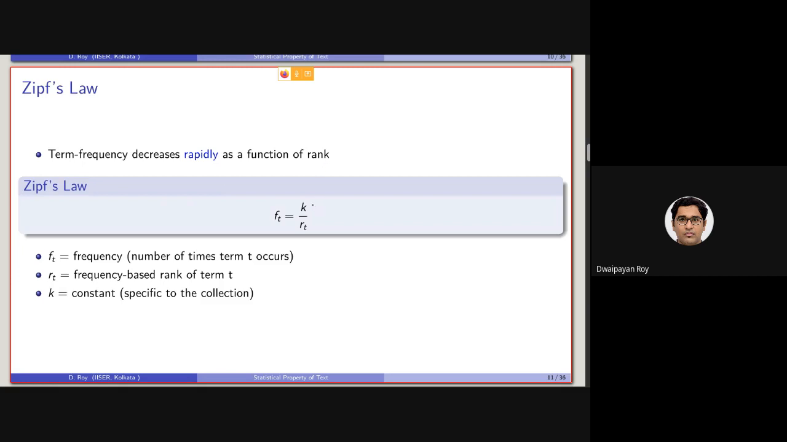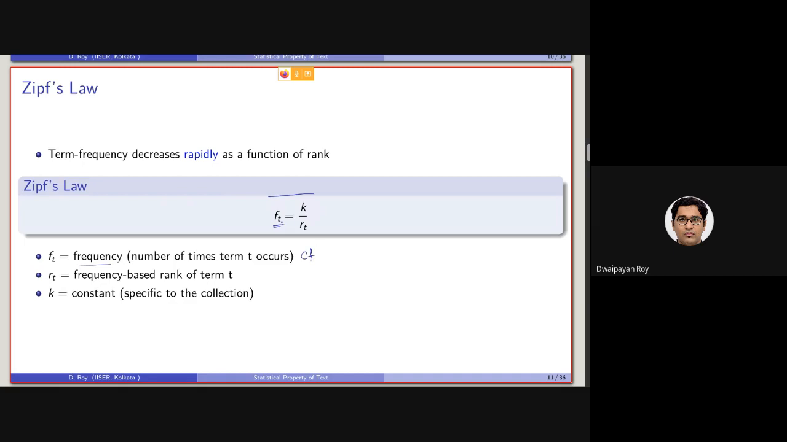In sum, or mathematically, if we put Zipf's law in a mathematical form, it would look like this. Ft, which is basically the frequency of the term, so it is basically the collection frequency.